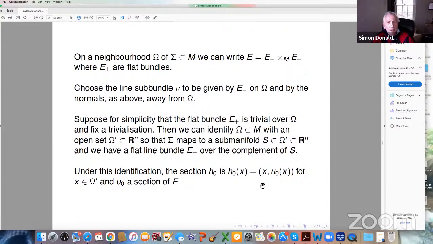So what we're saying is that near to sigma, we can essentially describe things in the way we did in the last lecture when we wrote down the maximal submanifold equation for a graph.